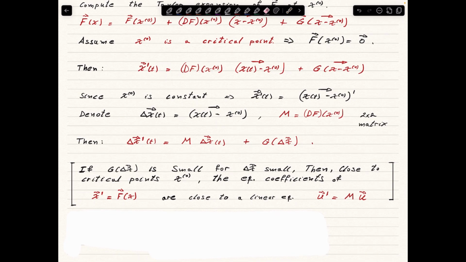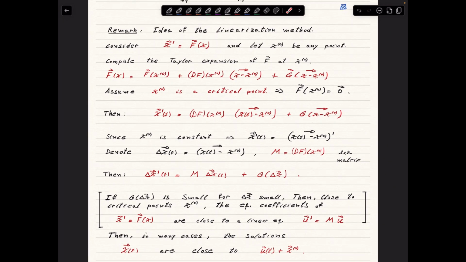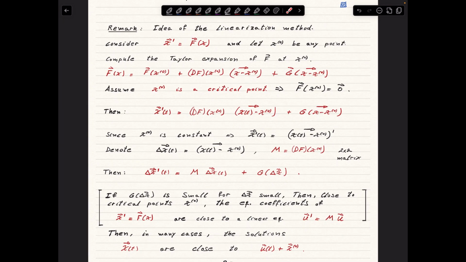So now the main question is, okay, the equation coefficients look very close to a linear equation, so what happens with the solutions? And what people have proven is that in many cases, the solutions of the nonlinear system are also close to the solutions U of the linear equation. So this is the idea we are going to use to obtain the qualitative properties of solutions of nonlinear systems.